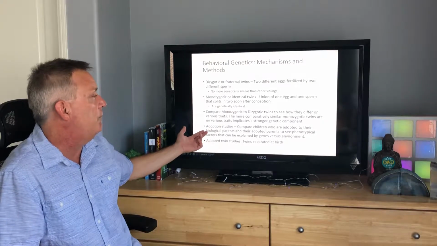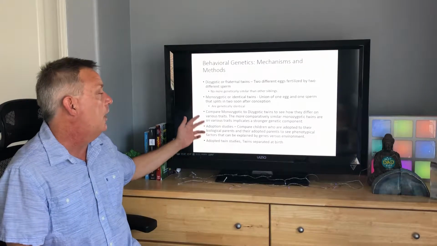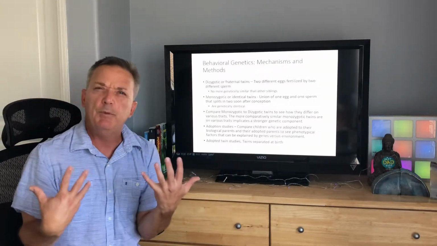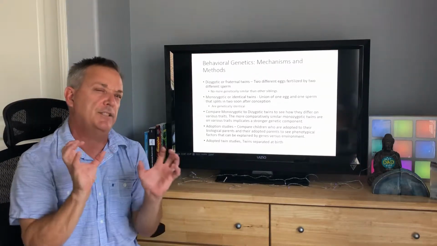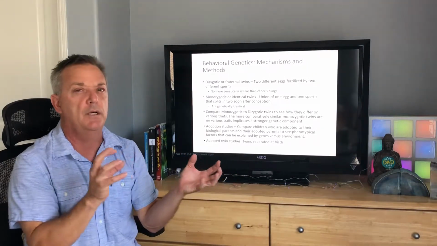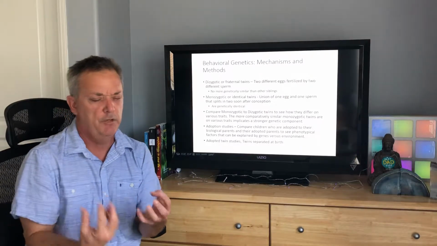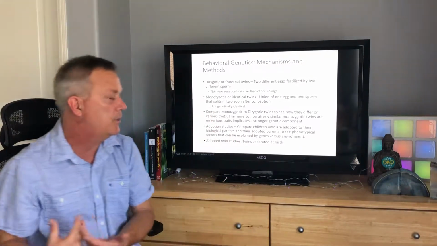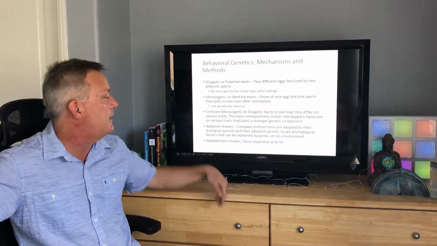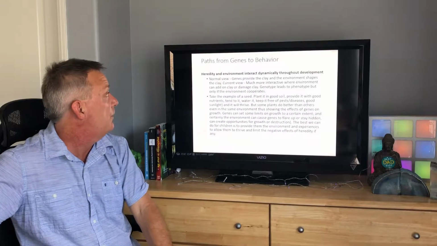Adoption studies: you can compare children who are adopted, comparing them to their biological parents and then their adopted parents. A lot of people in the discussion talked about this and the fascination of how they see similarities in both, like their husband, for example, very similar to the biological parents as well as the adopted parents. And so also you can look at adopted twin studies and twins separated at birth.